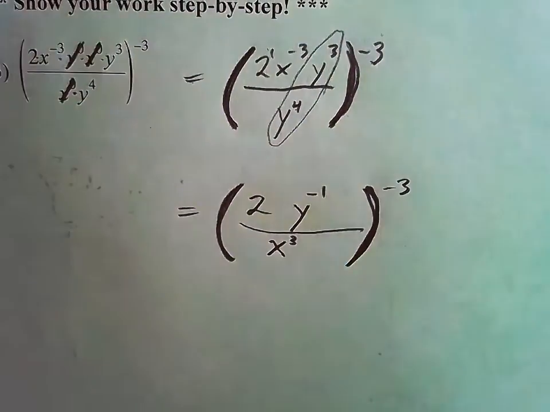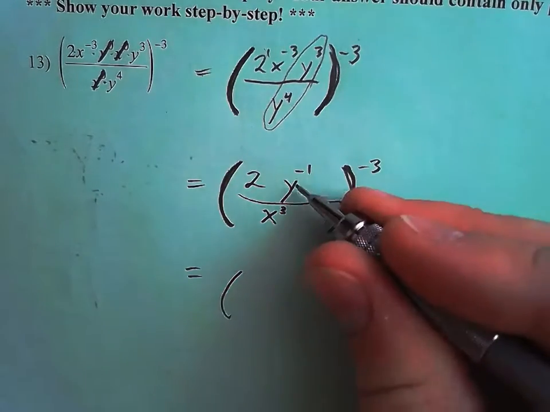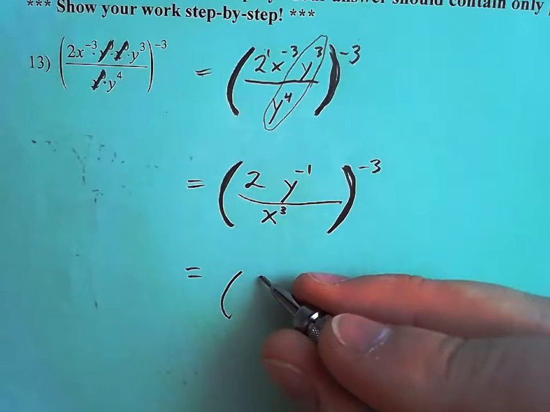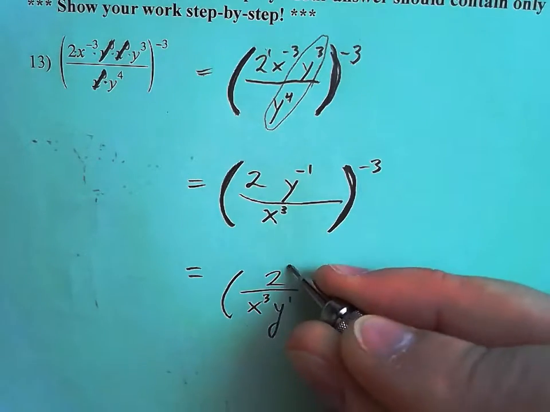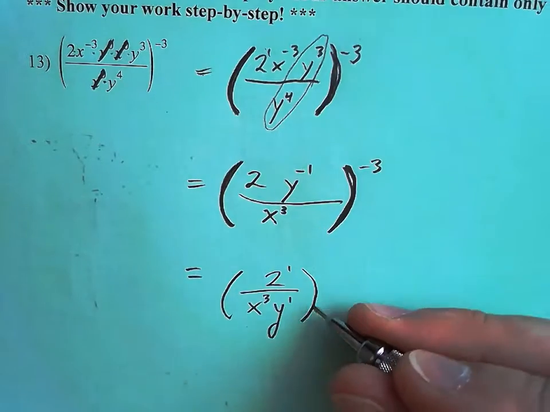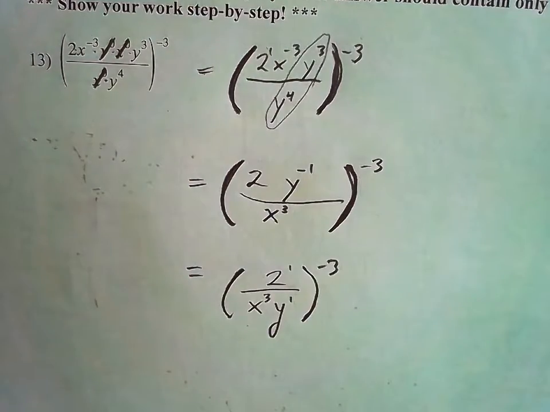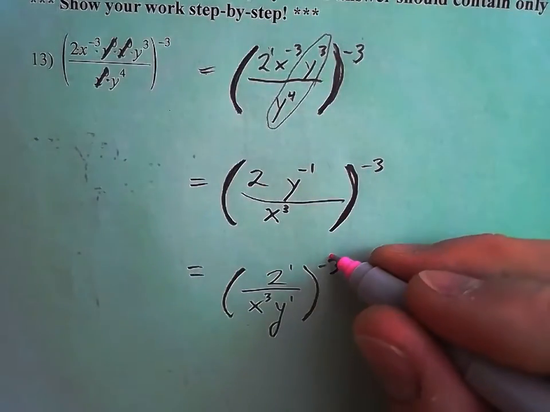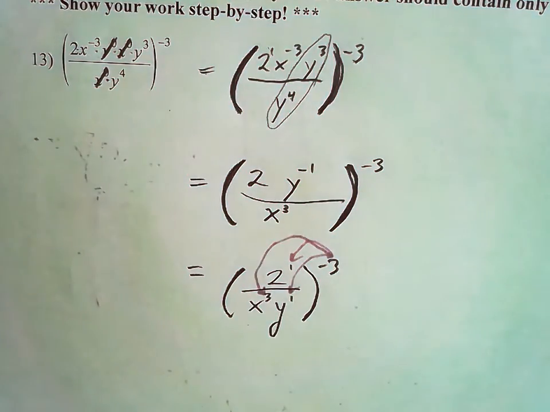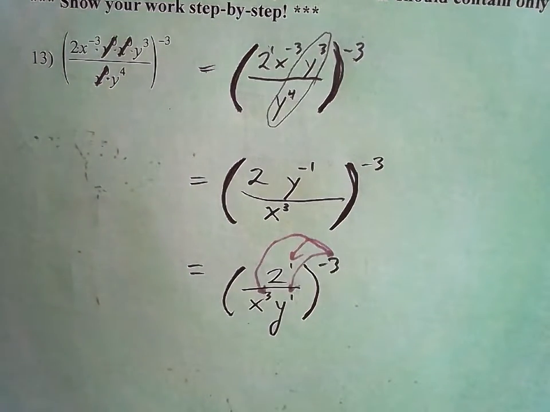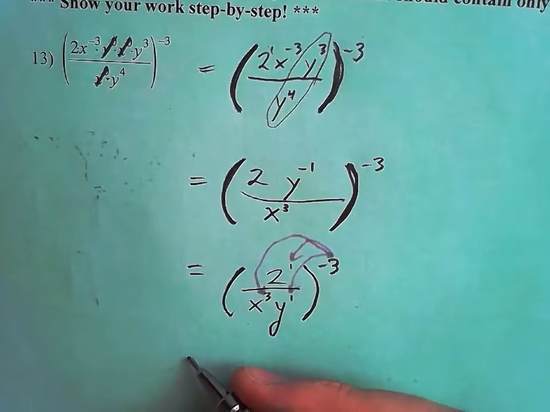Okay, one more thing before we use that negative 3. The y to the negative 1 will become just a y to the 1 on the bottom. X cubed y to the first. And I'm going to put a first power on the 2 just so we don't forget it when we use the power of a power property. All the factors involved need to get the power of a power property, get that negative 3 multiplied by them.